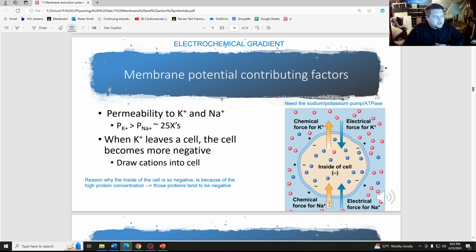So see how we have a chemical force of sodium wanting to come in, an electrical force of sodium wanting to come in, a chemical force for potassium wanting to go out, and an electrical force for potassium wanting to stay in, because the inside is negative, and the positives and negatives attract each other.